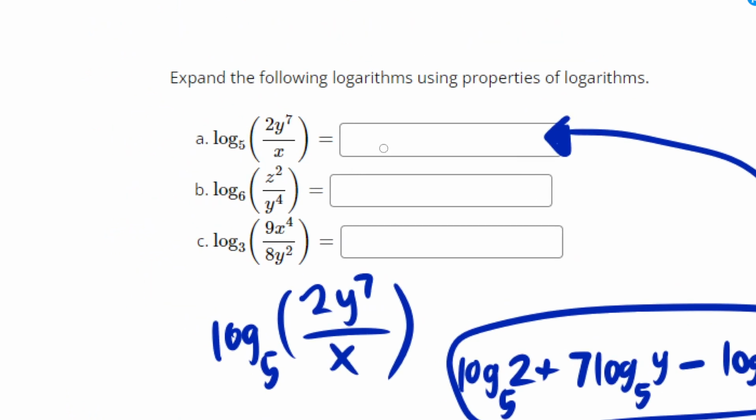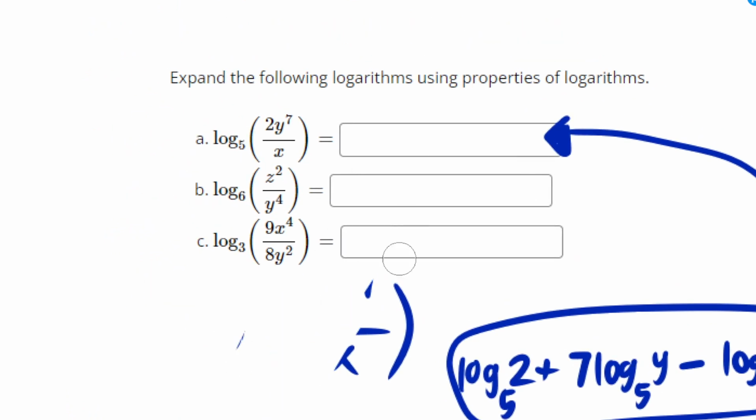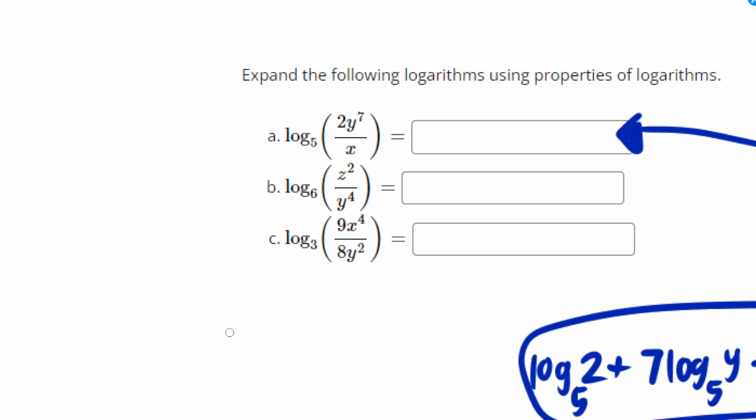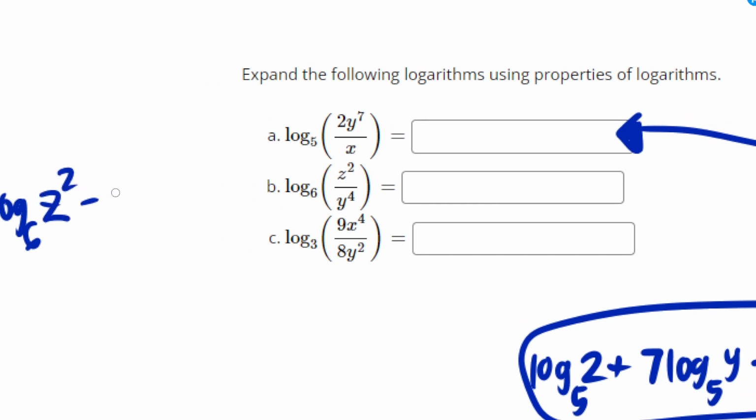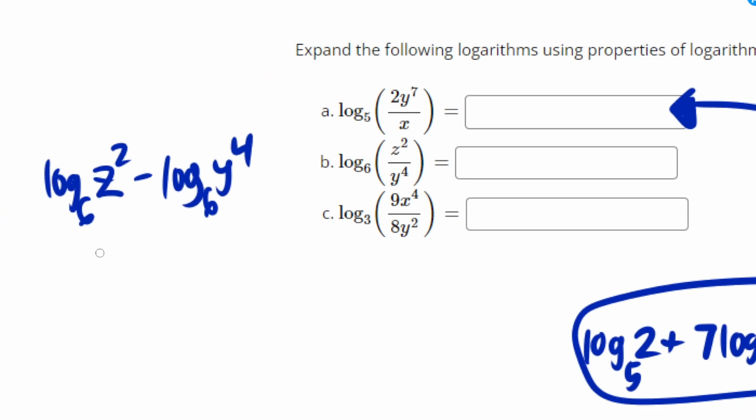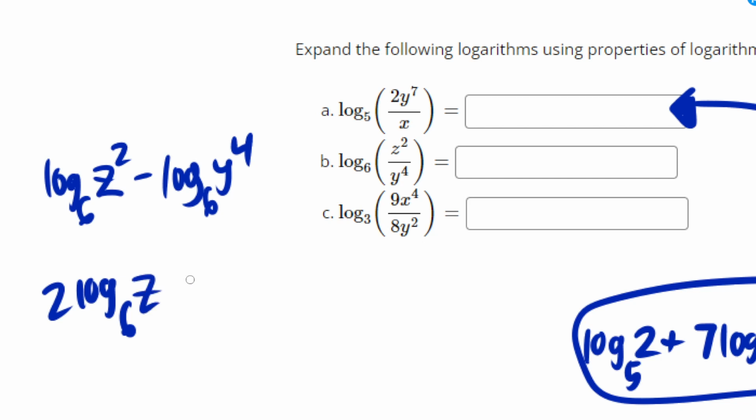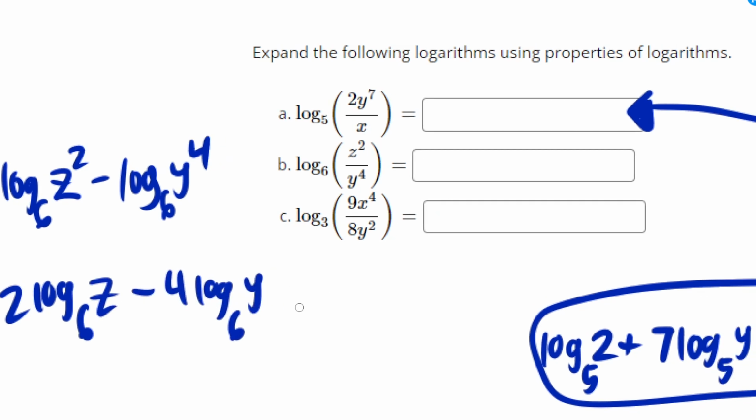This one, I'm going to write it out, not in as many steps, but I will still write it out. So we'll have log base 6 of z squared minus log base 6 of y to the 4th. And then these can move. So we'll have 2 log base 6 of z minus 4 log base 6 of y. And that will go right there.